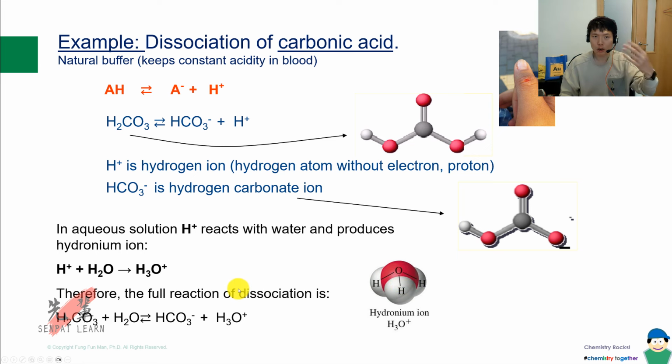So the full equation, right, is actually you pass H plus from the H2CO3 to water. So it's always passing the H plus. Something must receive H plus, something must produce H plus.